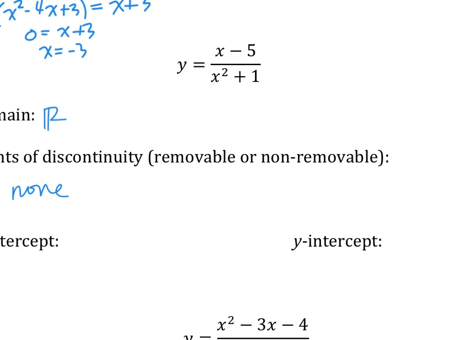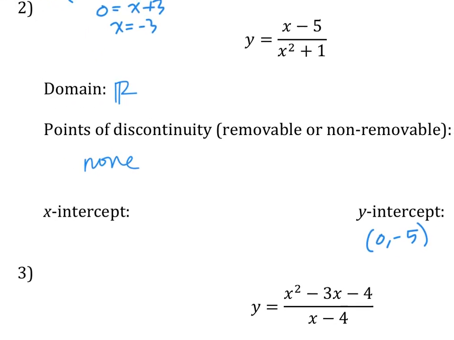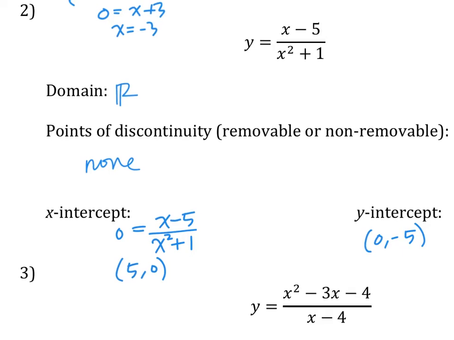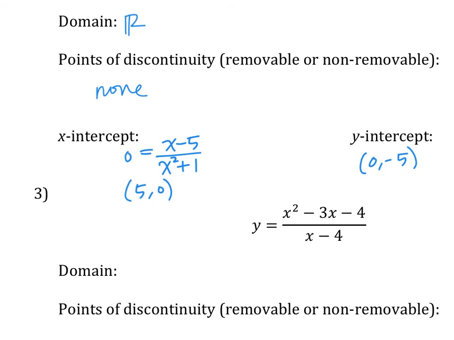Okay, let's try the y-intercept. See if you guys can just do the trick. Where is the y-intercept? Negative 5. Okay, x-intercept is when y is 0. 0 equals x minus 5 over x squared plus 1. So x is 5. All right, I'm going to tell you the fastest way to solve for the x-intercept. Yes, always the numerator, because the denominator always does not matter. So, are you guys ready to try one yourself?